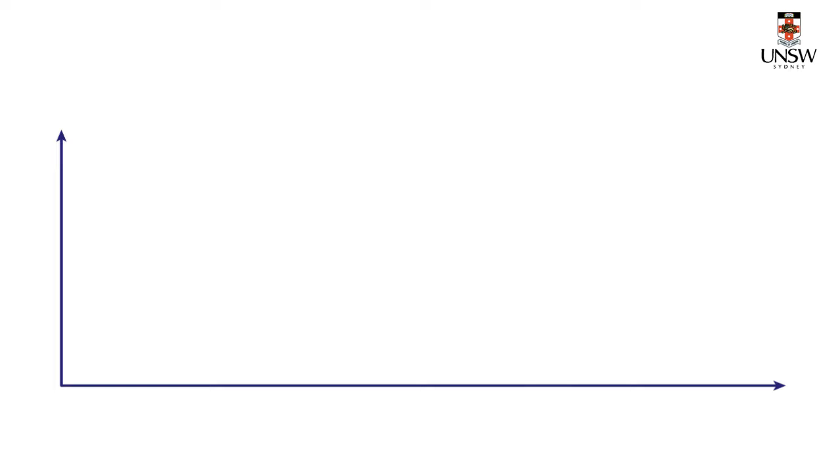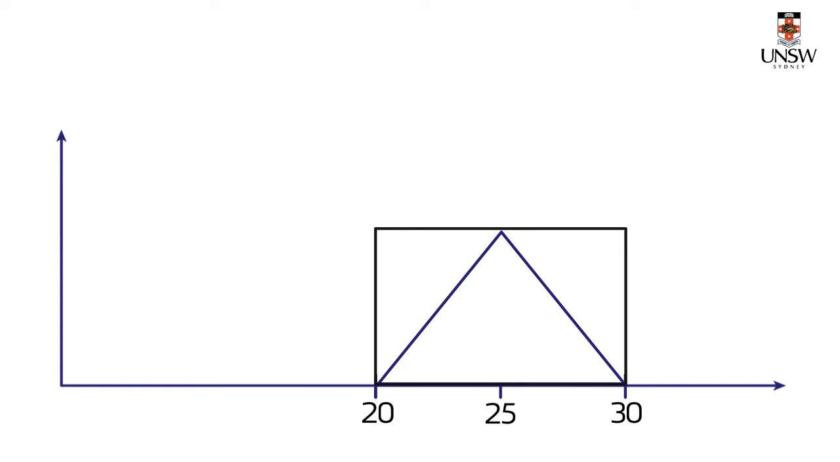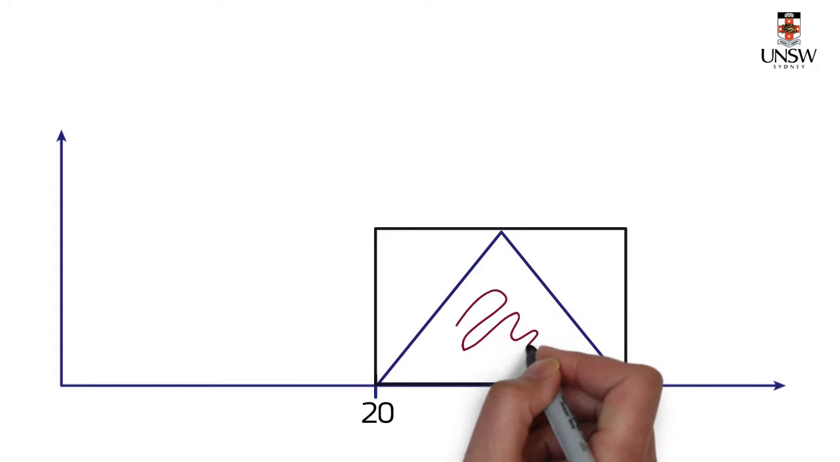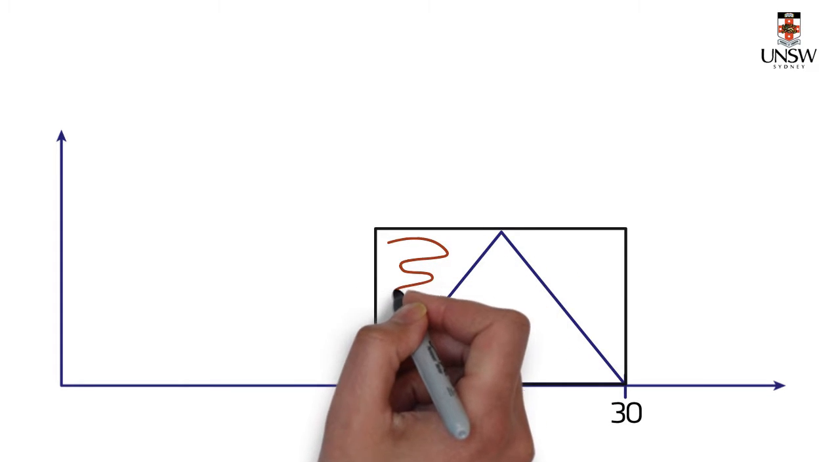So we've got some probability distribution, which goes from, say, 20 to, say, 30. And it's a triangle with a peak at 25. This is my probability distribution. Now, I need a majorizing function, so I'm going to pick a nice easy one, a uniform distribution. So what's going to happen is we're going to keep anything that ends up in here and throw away anything that ends up out there.